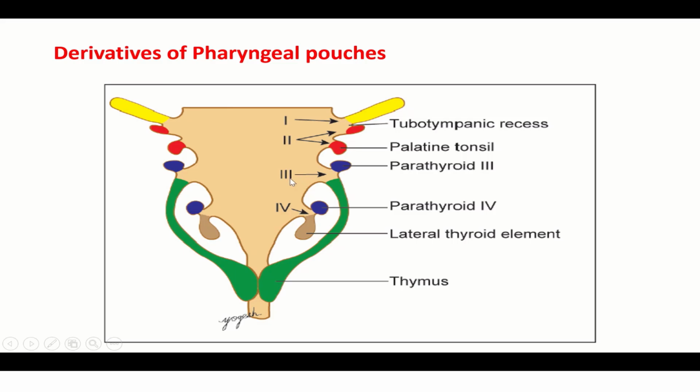Here you can see the third pouch contributing to the formation of parathyroid 3 or inferior parathyroid, and thymus. And here you can see the fourth pouch, which takes part in the formation of parathyroid 4 or superior parathyroid, and the lateral thyroid element. The fourth and fifth pouches together form the caudal pharyngeal complex, which will have the thymic element, lateral thyroid element, and also the ultimobranchial body, which contributes to the formation of the parafollicular cells of the thyroid gland. But nowadays, recent studies suggest that the parafollicular cells develop from migration of neural crest cells.